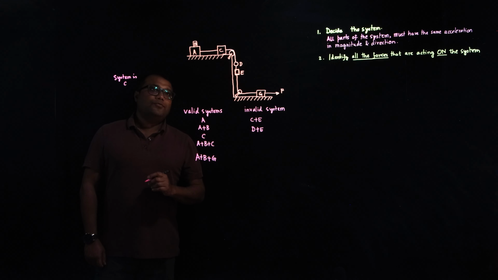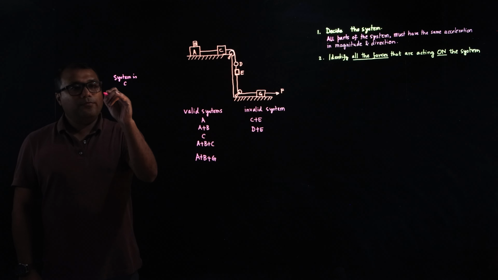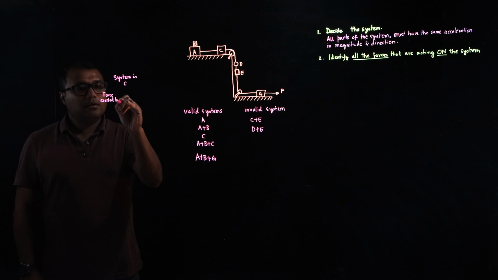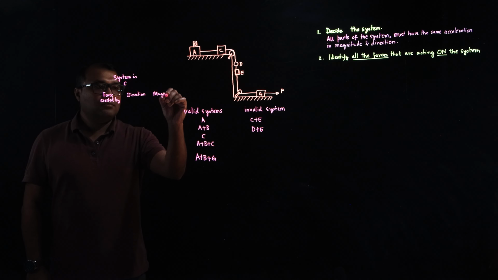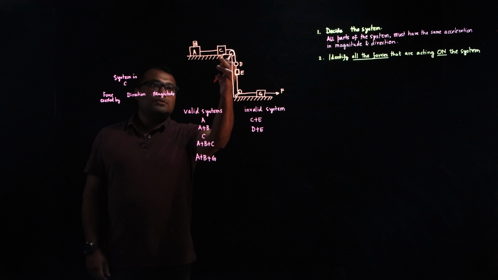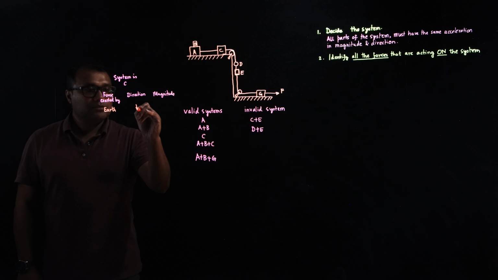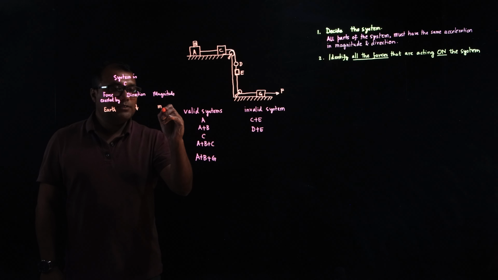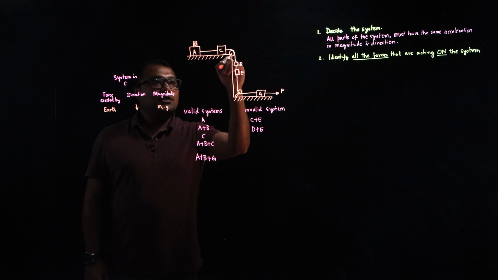Okay, now what are the forces that are acting on C? So let me just break it down. A force exerted by, direction, okay, and magnitude. Okay, let's analyze C. So C is pulled by the earth, so direction is downwards, and magnitude is whatever is the mass of C times g. Okay, so that force is in the downward direction.